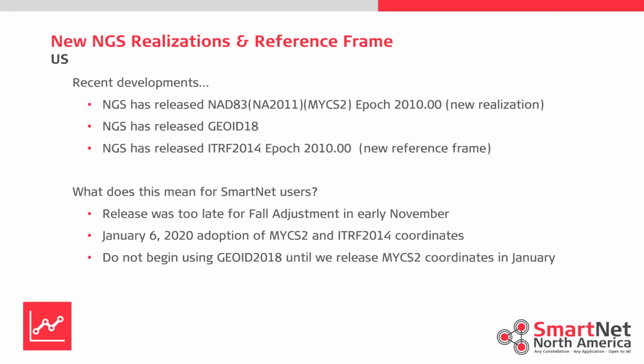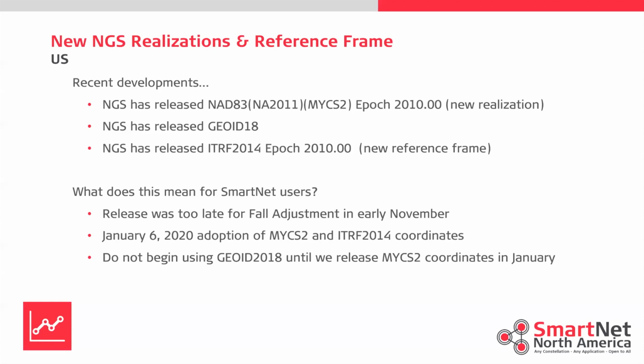Why are we doing this now as opposed to when we did our typical fall adjustment? Well, the release was just too late for us to include in the fall adjustment that we did in early November. We just could not take on that late of a release of MYCS2 and ITRF 2014. So we're having to now do 3 adjustments on our side in the span of 6 months. January 6, 2020 will be the adoption of these, and I'll cover this again and again as we go through MYCS2 and the ITRF coordinates on the back end.